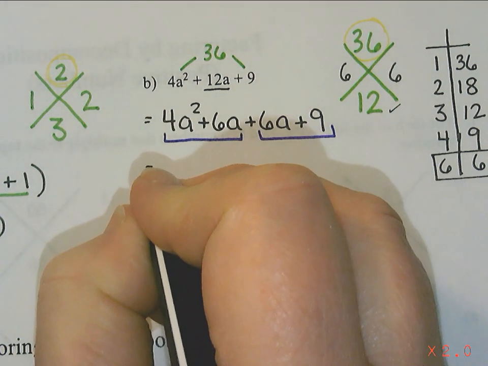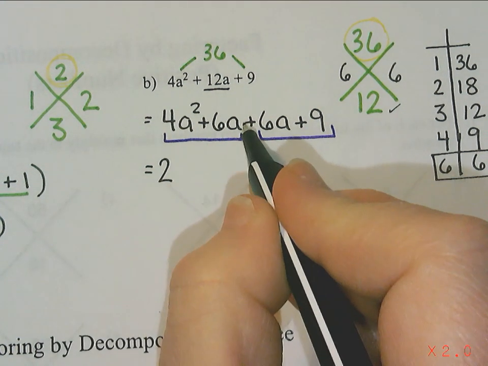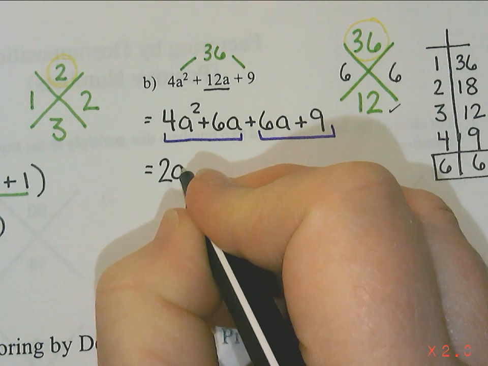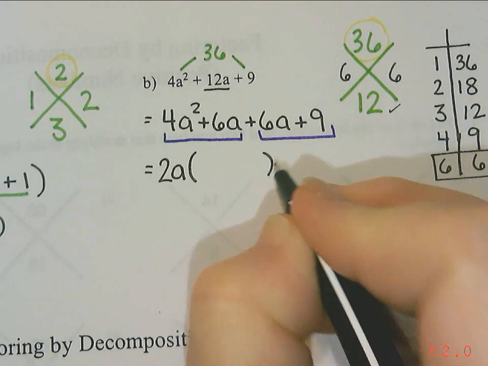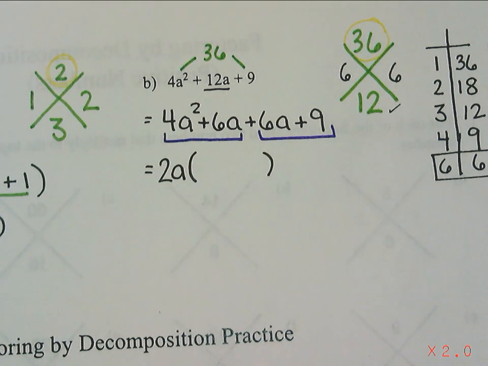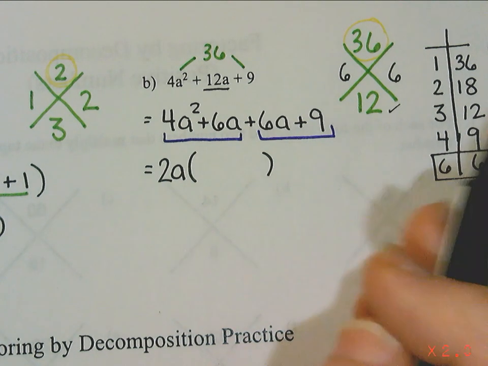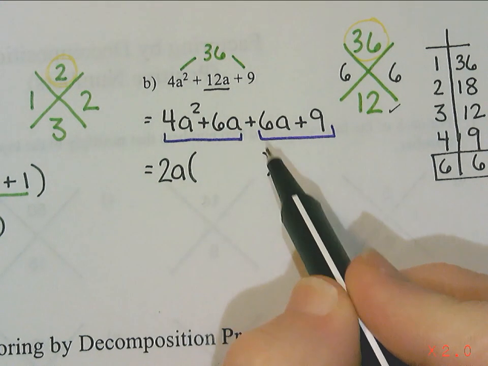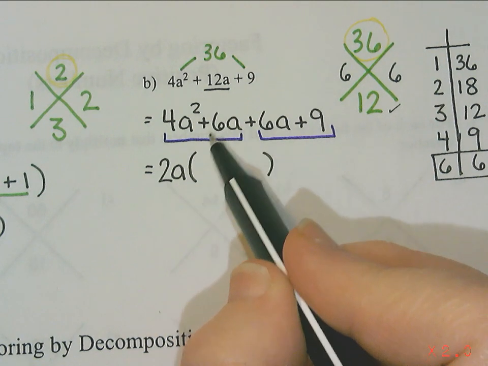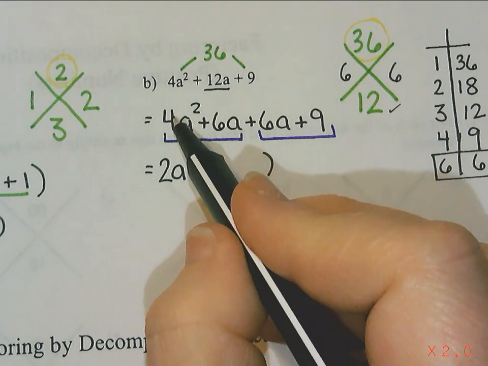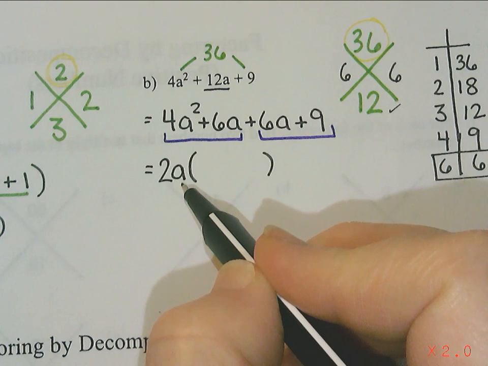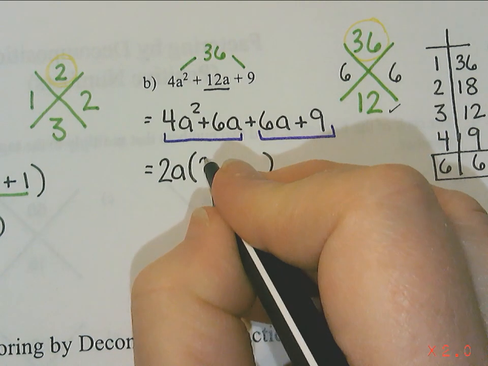So I'm going to write a 2. And then they both have the letter a. So we're going to take 2 and a as our greatest common factor that we are multiplying by. All right, to figure out what goes in the bracket of our multiplication question, we are going to divide each term by 2a. So 4a squared divided by 2a, 4 divided by 2 is 2.